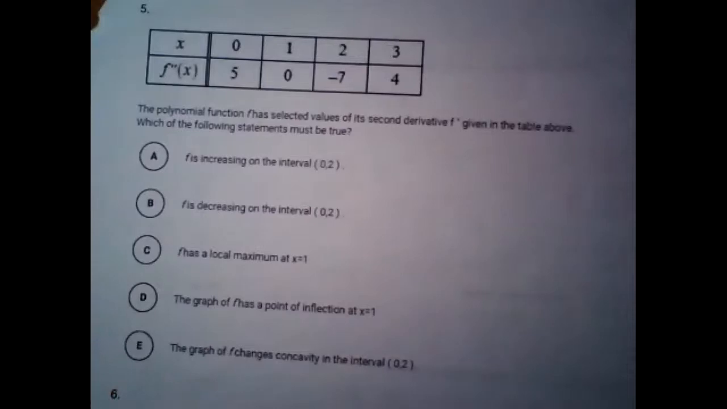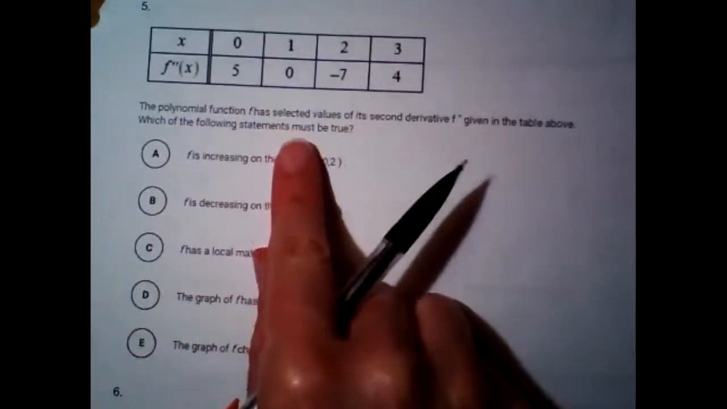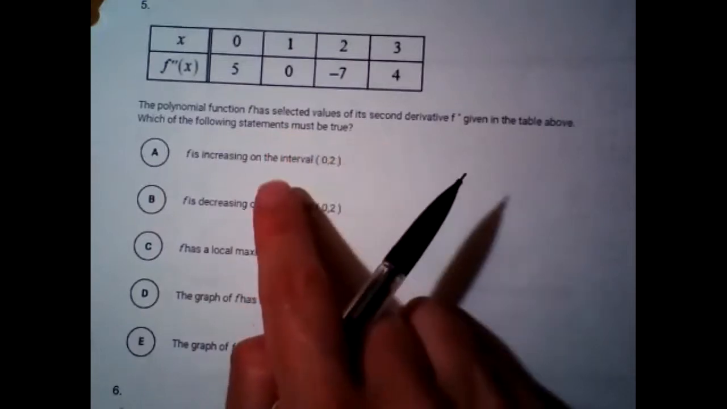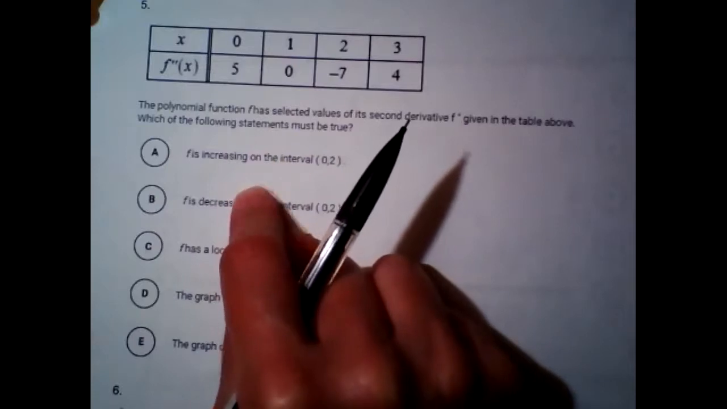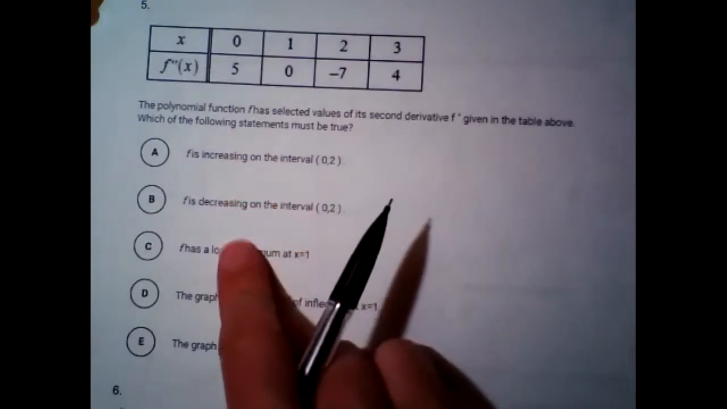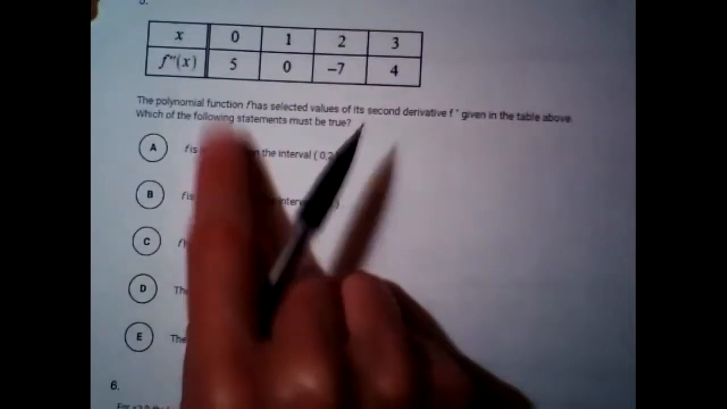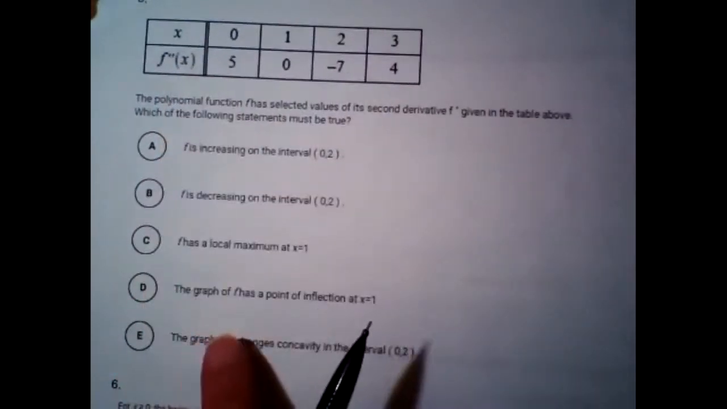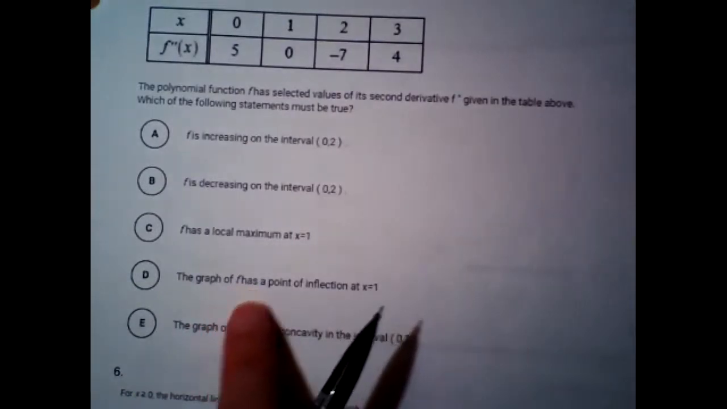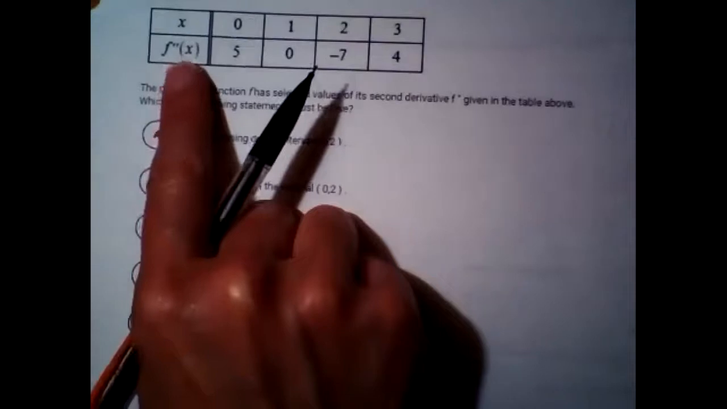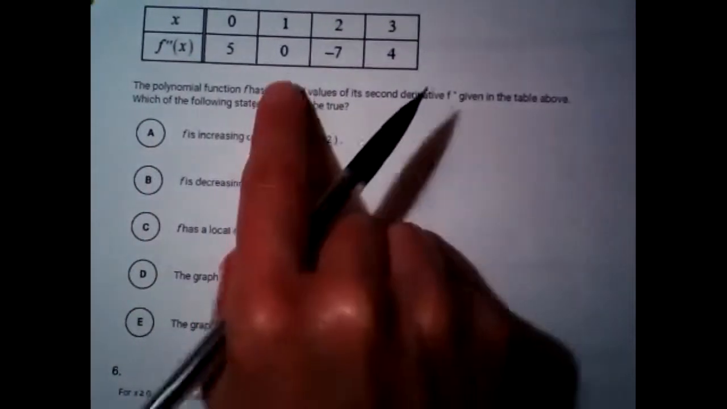All right, number 5, they're giving us values for the second derivative and then asking which statement must be true. So these first few are talking about increasing and decreasing. It's the first derivative that tells us about increasing and decreasing and local maximums and minimums. So we have the second derivative. We need to look at the inflection points and the concavity. So it's going to have to be either D or E because that's what the second derivative tells us about. So let's read D. The graph has a point of inflection at 1.